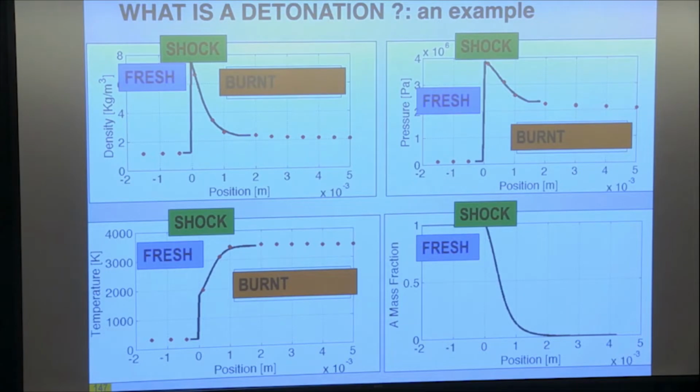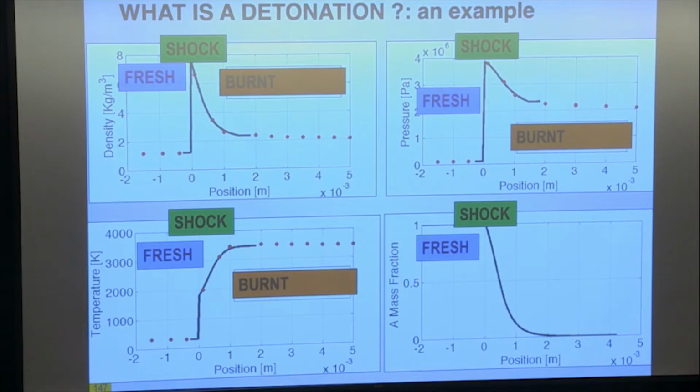So before we do the derivation, I just want to show you a detonation, how it looks in a 1D diagram. So this is typically the profile through a 1D detonation. You have here density going up and down, pressure going up and then to a high pressure, mass fraction of reactant going down, and temperature going up. You see those shapes here are not completely random. We will explain them in a minute.